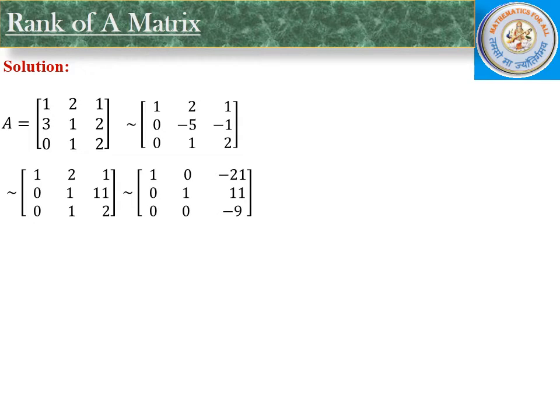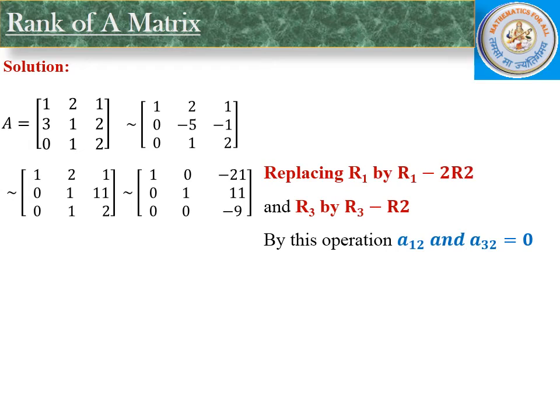Next we have to make the whole column 0, so we write here R1 is replaced by R1 minus 2R2 according to the second column. Similarly R3 can be written as R3 minus R2. So both elements in the column except the diagonal element will be 0. So A12 and A32, these two are 0.